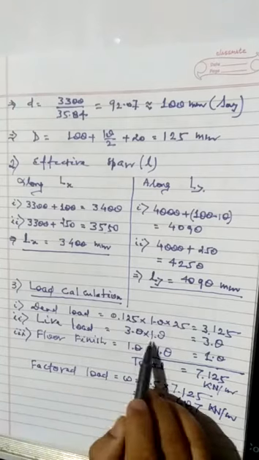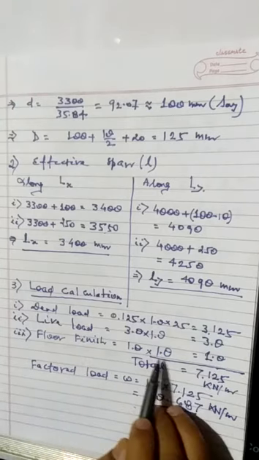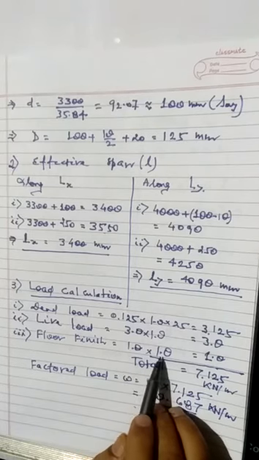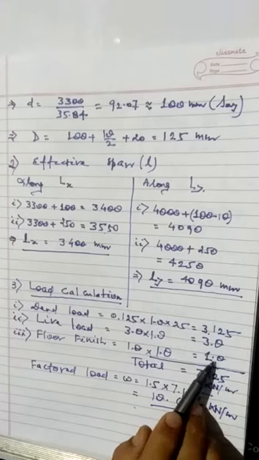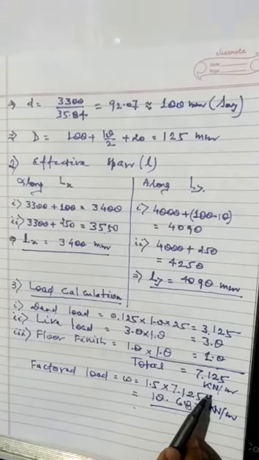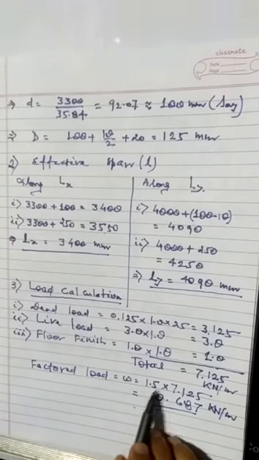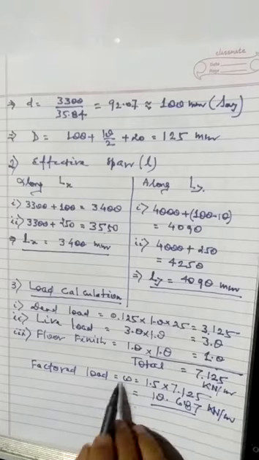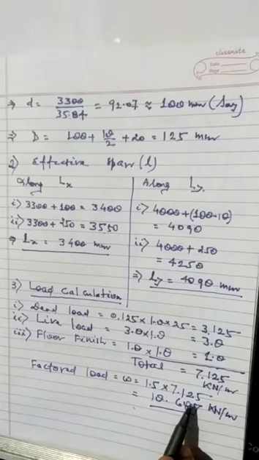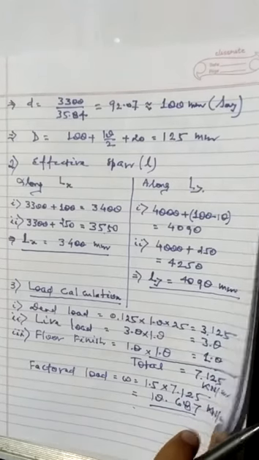Live load comes 3 into 1, that is 3.0 kilonewton per meter, and the floor finish comes 1 into 1, that is, this is given 1 kilonewton per square meter, multiplied with design width 1, that is 1 kilonewton per meter. The total actual load comes 7.125 kilonewton per meter. So if we multiply this by a partial safety factor for load, we get factored load, the small w is 1.5 into 7.125, that is 10.6875 kilonewton per meter. So we have got the load also.